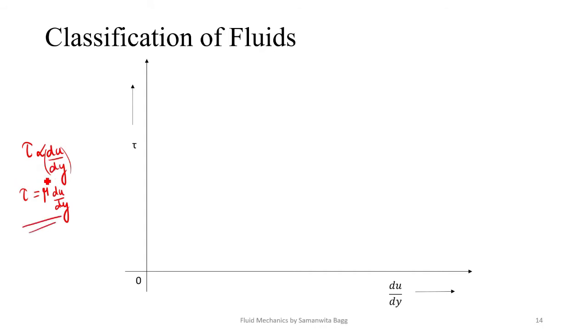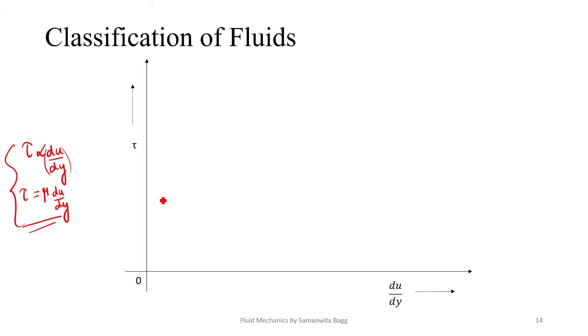We said that any fluid which follows this law, that is, as stress increases the velocity gradient increases, and as stress decreases the velocity gradient decreases, that is the meaning of tau being directly proportional to du by dy. So any fluid which follows Newton's law will be called a Newtonian fluid, and any fluid which does not follow this law will be called a non-Newtonian fluid. So in this class we are going to discuss the classification of fluids based on this criterion.